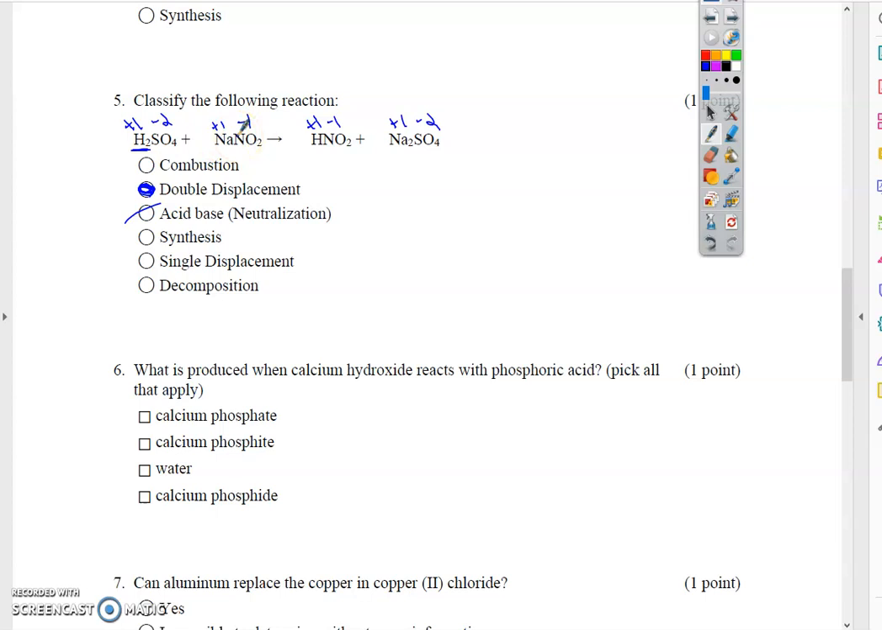For number 6, what is produced when calcium hydroxide reacts with phosphoric acid? All right, so for this, it's going to help if we write out the reaction.